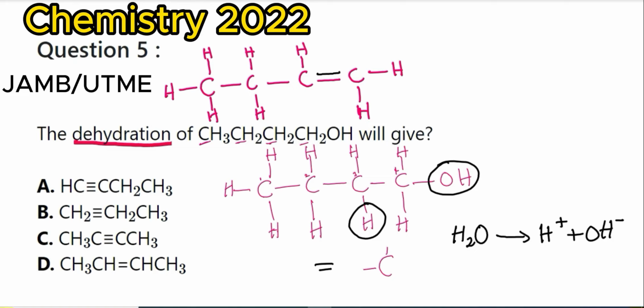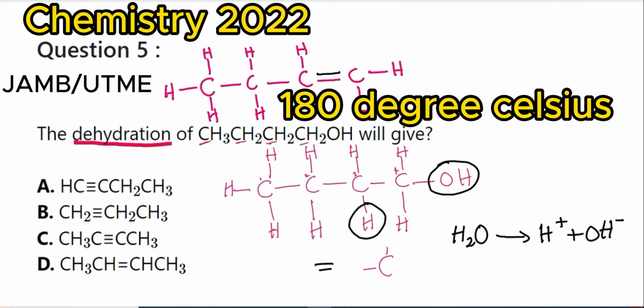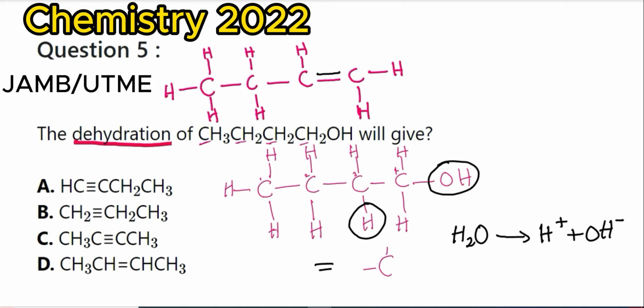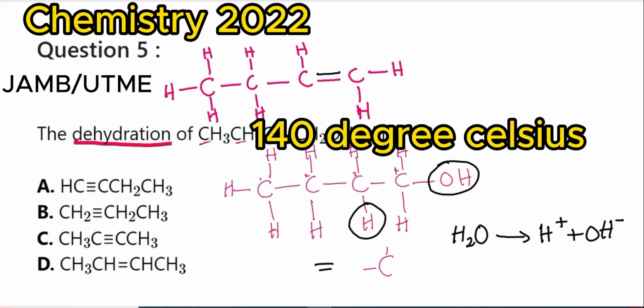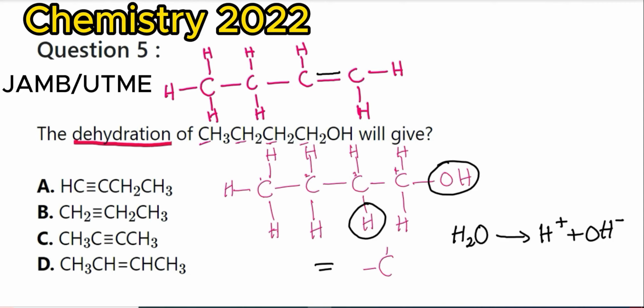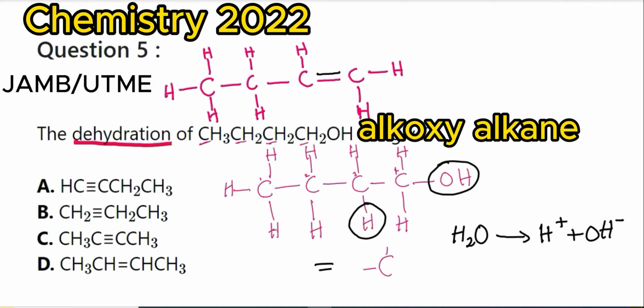Now, the condition at which this will happen: dehydration of alkanol to give alkene will happen at a temperature of about 180 degrees Celsius. And if it happens at a temperature lower than that, like 140 degrees Celsius, it is going to give us alkoxyalkane.